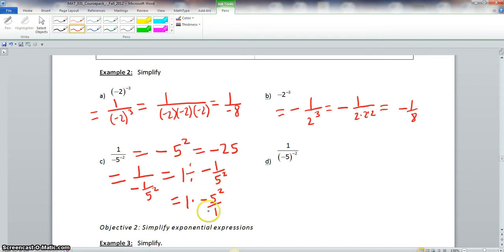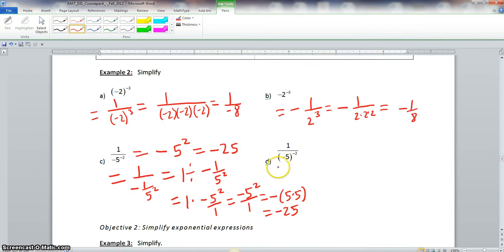So we know 1 times anything is the number itself. So this would be a negative 5 squared over 1. And we know this negative 5 squared will equal a negative, and it'll be 5 times 5. And our final answer would be negative 25. Now I want you to write this because when you take an exam, you must show your work at least on some of the problems to prove to me that you know how to do this before you institute the shortcut. Okay, now we'll get to D here.